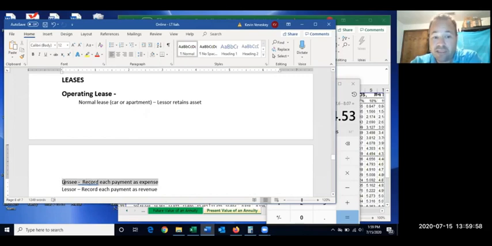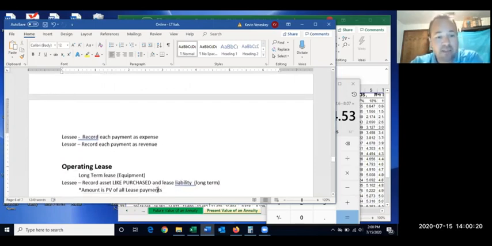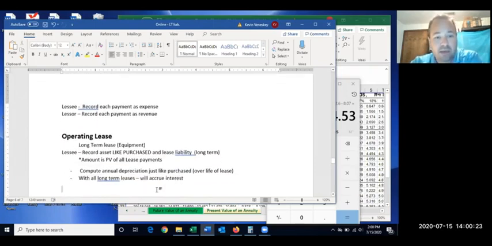If you're the lessee, you're the person who's using the apartment, you just simply show that you have a rent expense and credit your cash. And it would be just the opposite if you were the landlord. You record the cash and credit rent revenue. So operating leases are the easy one. It's where we come into a capital lease, and this I need to change the term. Capital lease is a little bit different.